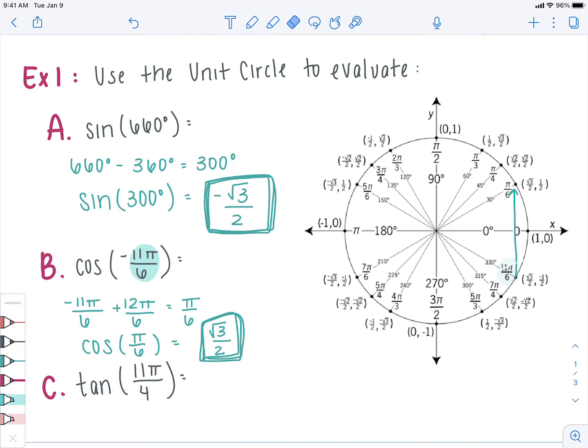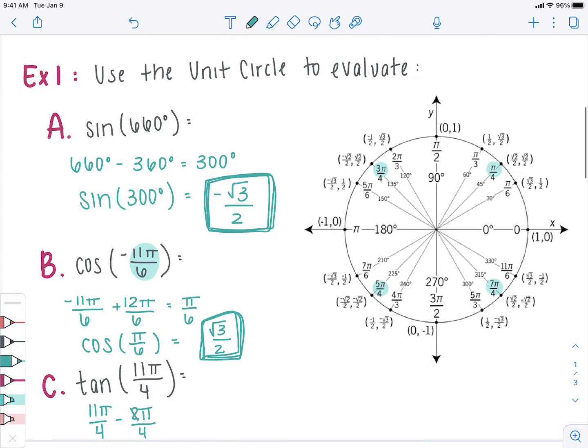All right, let's look at the last one that says the tangent of 11 pi over 4. So now, right away, I have a pi over 4, a 3 pi over 4, 5 pi over 4, and a 7 pi over 4. Don't have an 11 pi over 4, so I know I need to make 11 pi over 4 smaller. I need to subtract 2 pi, which when I make common denominators really makes that 8 pi over 4. When I subtract, I get 3 pi over 4, because 11 minus 8 gives me 3.